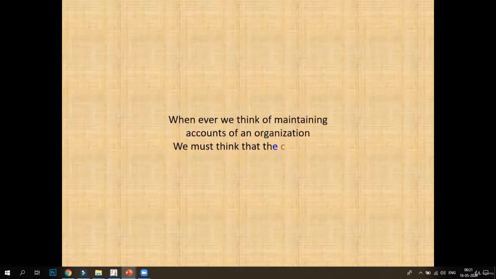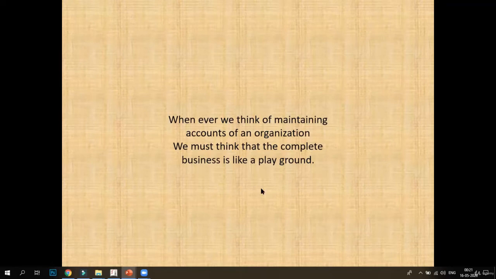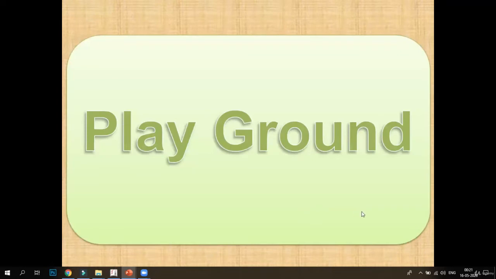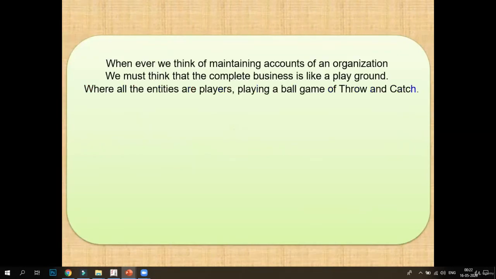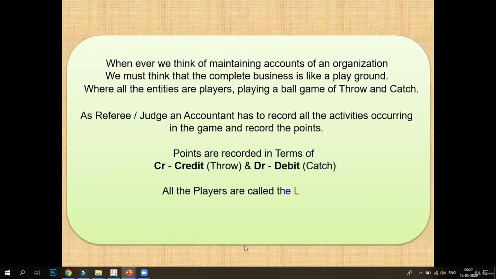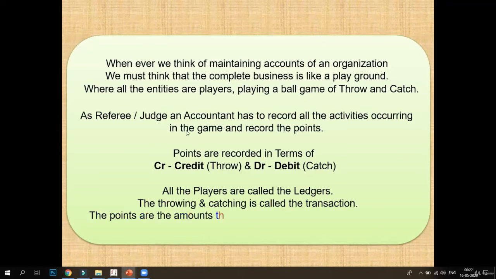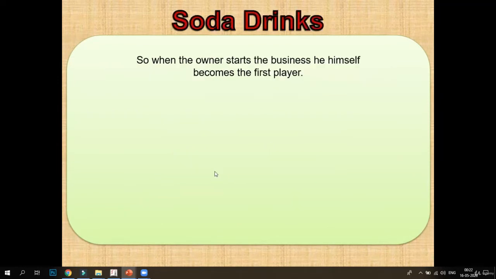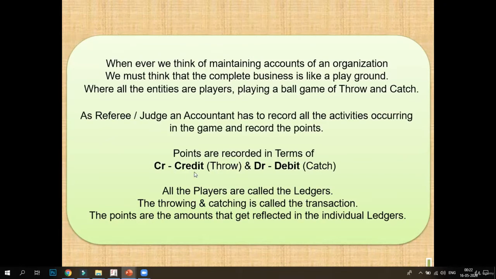Let's think about a football playground, and whenever we think of maintaining accounts of an organization, you just have to think of the business as a playground. Easy? Now, in a playground, some players come and they play a game of throw and catch of a ball. So treat your business accountant as the referee or judge in the football game. The points recorded in the game will be: if we throw something, we'll credit the amount, and if we catch something, we'll debit that amount.